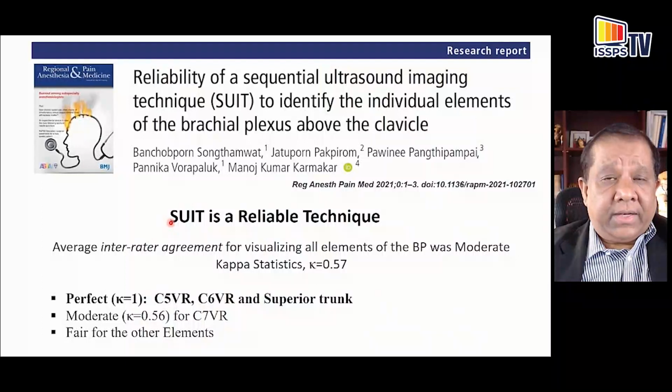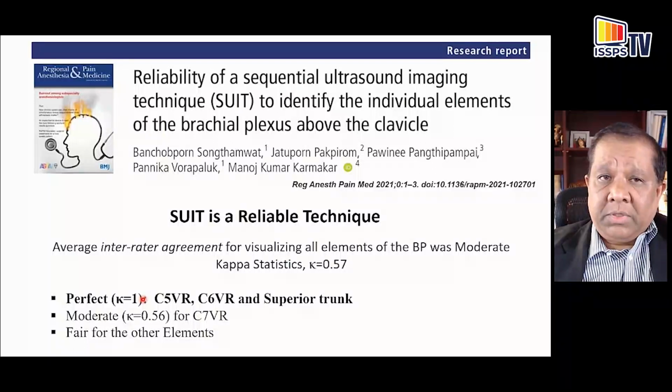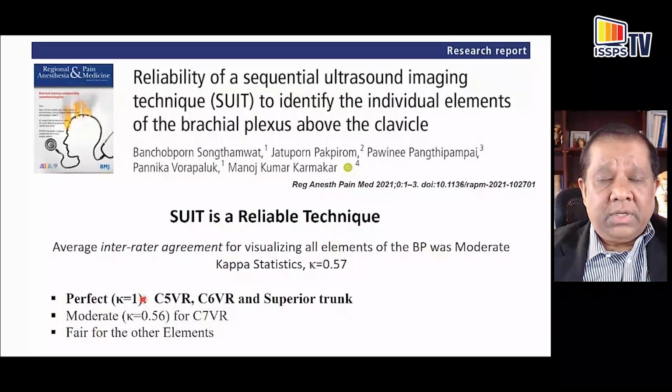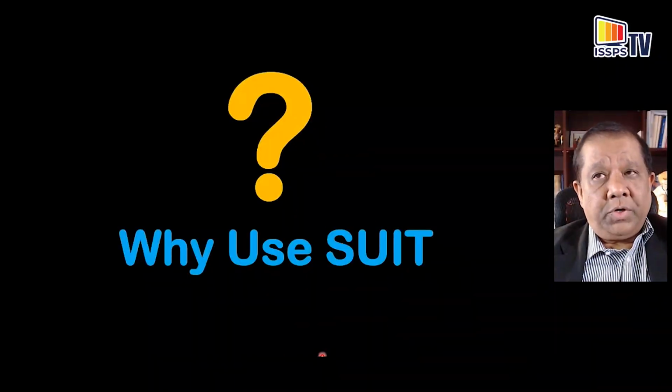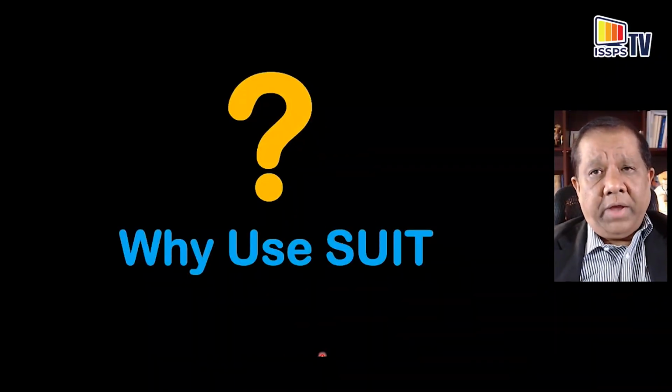We've also demonstrated that SUIT is a reliable technique in identifying these individual elements. It produces a very high inter-rater agreement when identifying the superficial elements; particularly for the C5, 6, and superior trunk, it is almost perfect with a kappa of 1. For the other elements, it's usually moderate to fair. This is not bad given that this is a new technique and we are all getting familiar with it, and I'm confident with time we'll only get better at identifying these various elements. So now the question that may be going through your mind is, why use SUIT?